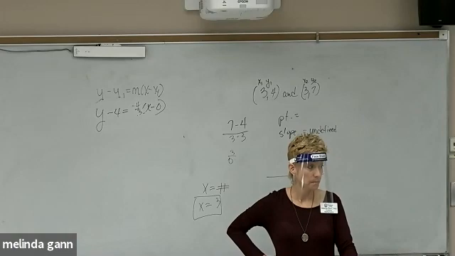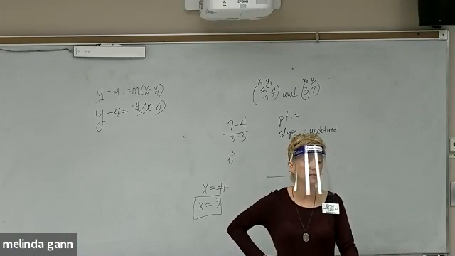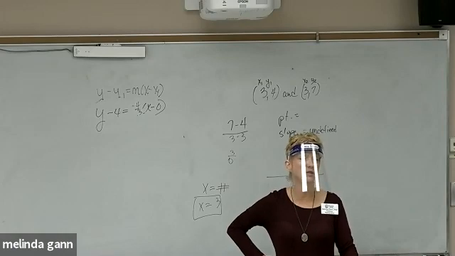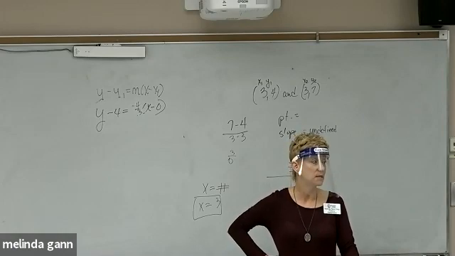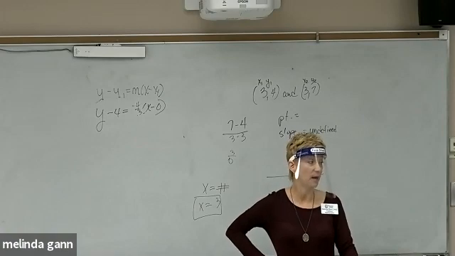John? You said the horizontal graph is always going to be what? If it's a horizontal line, what's the slope always going to be? 0. Vertical is undefined. Okay?